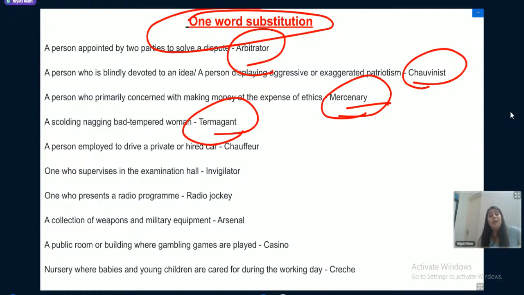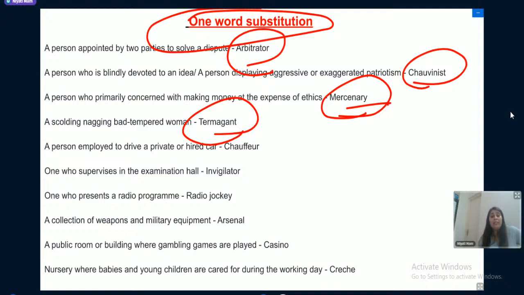One who supervises in the examination hall. One who takes care that no student is cheating. One who takes care of the discipline of the examination hall. We all know this word. This is a very common word in our lives till our college life. Invigilator.